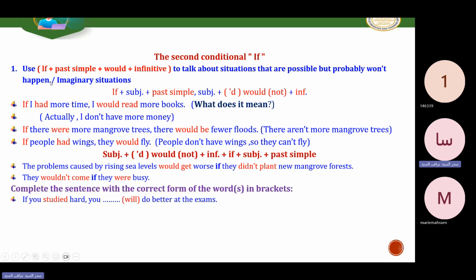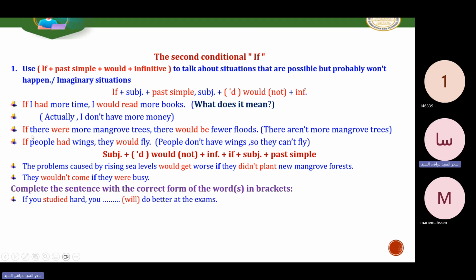So, second conditional "if" talks about situations that are possible but probably won't happen. It's hard to happen. I don't have more time, so I can't read more books. So I wish if I had more time, I would read more books. I assume that I had time, but actually I don't have time. I wish to have time.